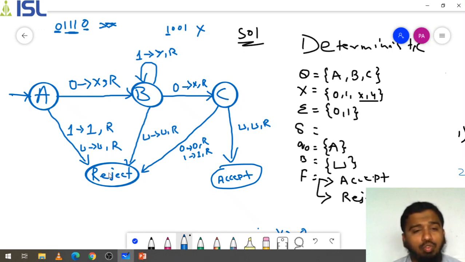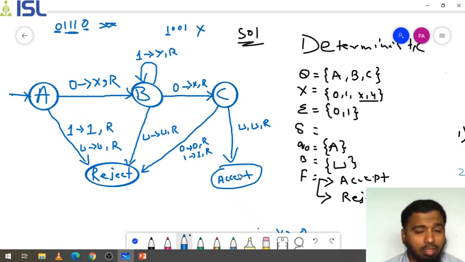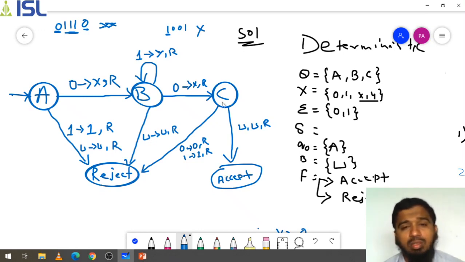In this diagram I am showing the reject also, but in the coming state diagrams I will not draw the reject state, because if it is not satisfying this one, automatically it will go to the reject state in the deterministic. Okay. So this is the simple diagram of this problem 0 1 1 0.